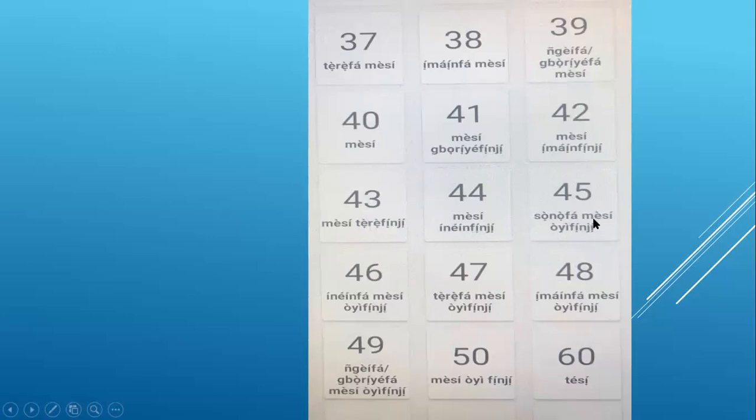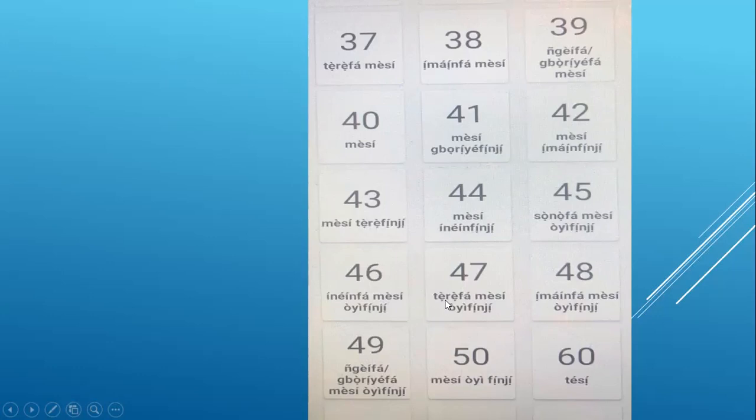Messi Oyi Finji is 2 times 20 plus 10, which is 50. So sonofa is 5 before 2 times 20 plus 10. So that's 45. 50 minus 5 is 45. So that's the mathematics. Sonofa mesi oyi finji. Inenfa mesi oyi finji is 4 before mesi oyi finji. Mesi is 2 times 20. Oyi is 10. So 4 before 2 times 20 plus 10 together. So inenfa mesi oyi finji is 47.